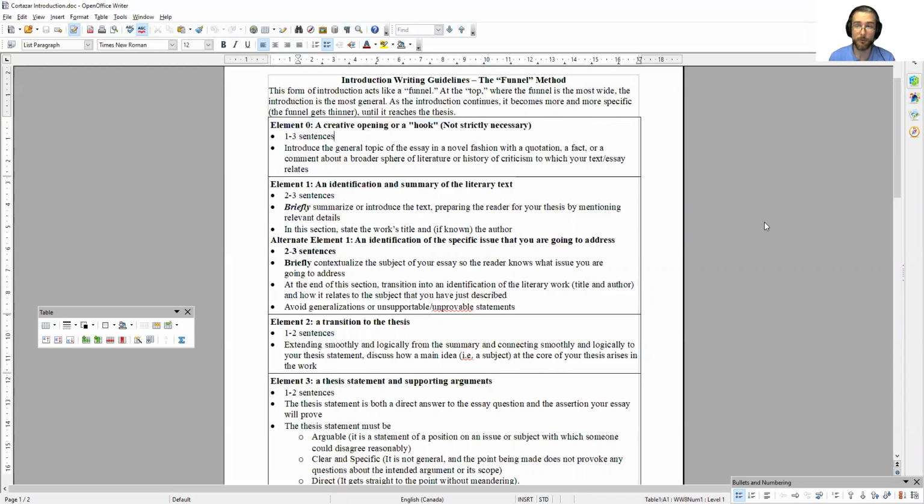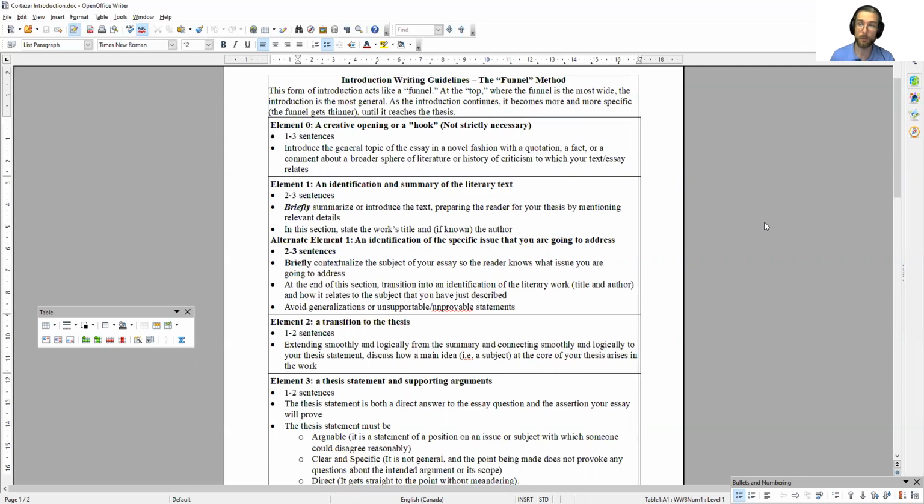The hook introduces the general topic of the essay in a novel fashion, either with a properly cited quotation, some kind of fact or statement about the broader sphere of literature that you're dealing with. It's something to draw your reader in or to capture your reader's interest. But it has to be clearly connected, in a moment, to the text that you're dealing with.